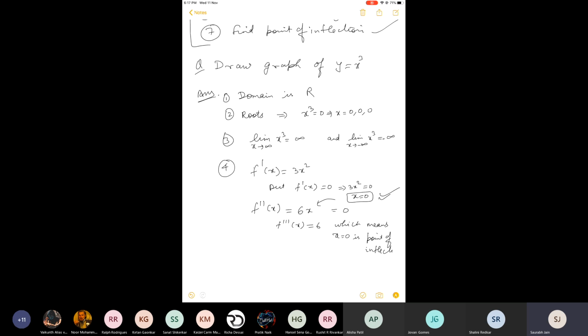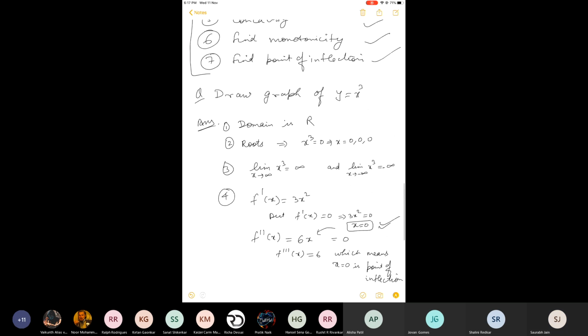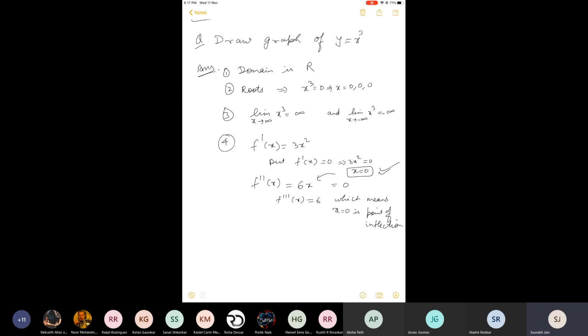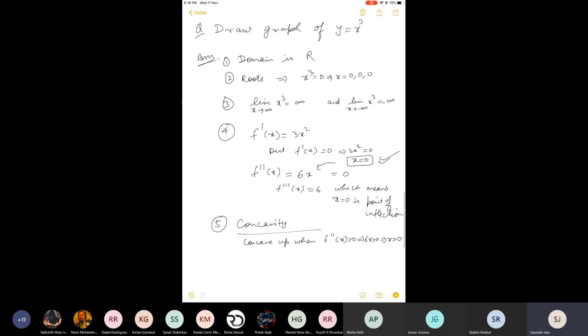Now two things are remaining, monotonicity and concavity, right? So watch out for these steps. Concavity. So concave up when f double dash x is positive, which means 6x is positive, which means x is positive. That means when x is positive, the shape will be concave up, and concave down when f double dash x is negative. That means 6x is negative here, which means x is negative.